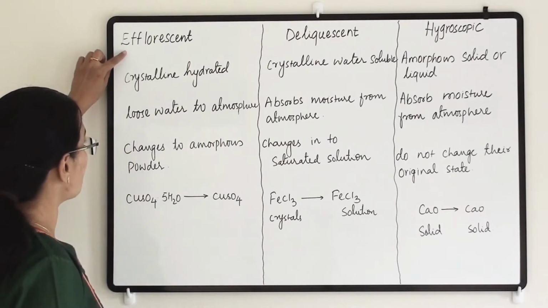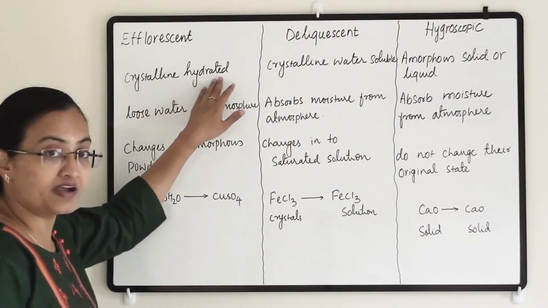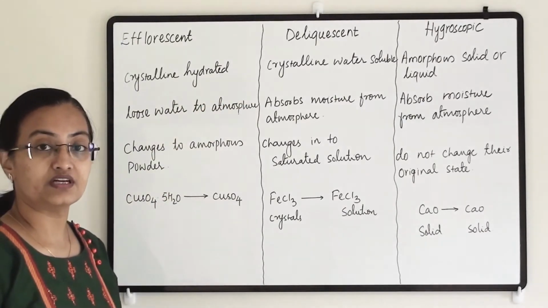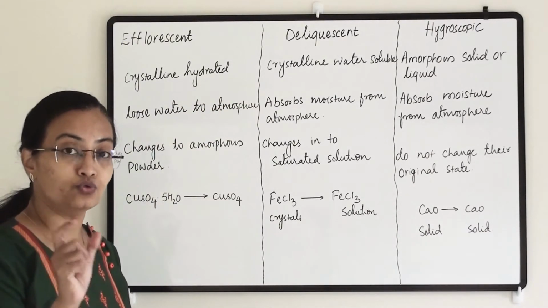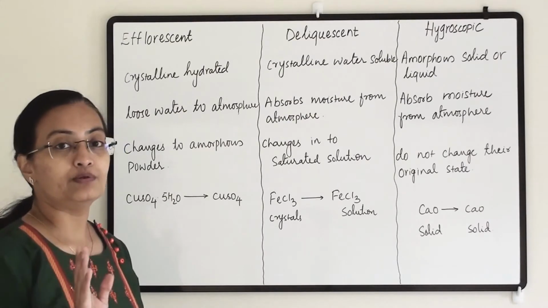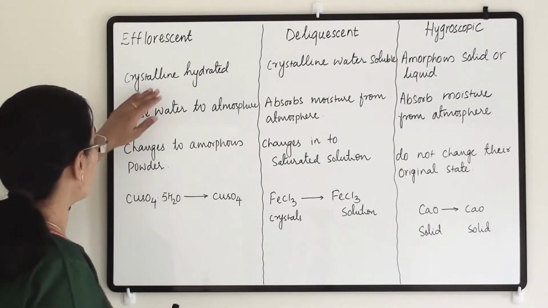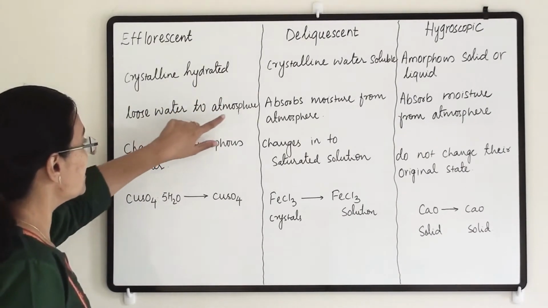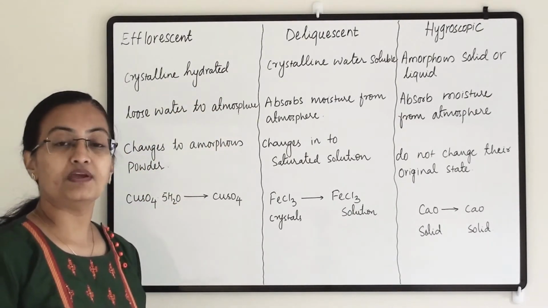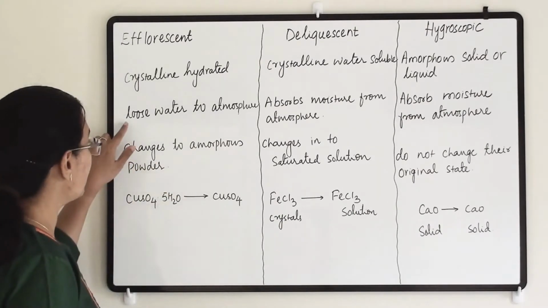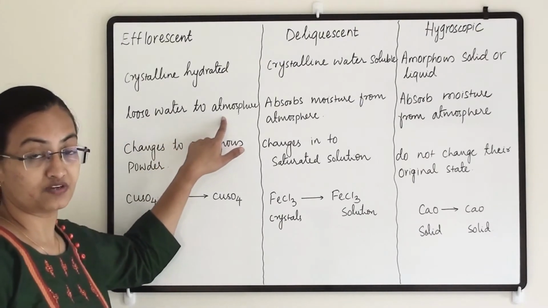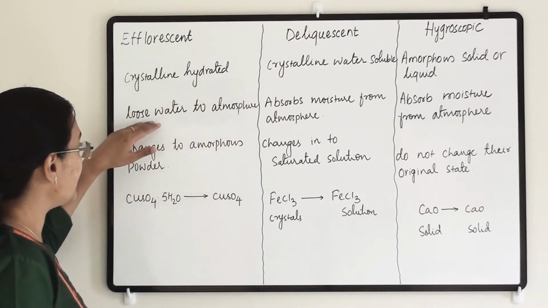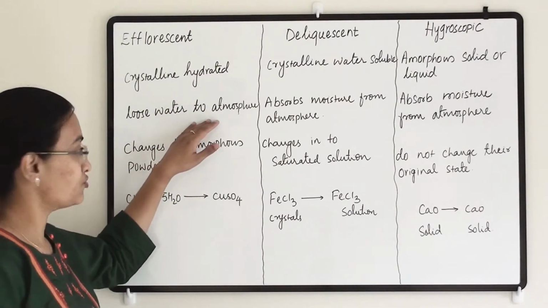So efflorescent substances are crystalline and hydrated substances or crystals. What are hydrated crystals? The loosely bound water molecules will be together with them. So they are termed as crystalline hydrated substances, which lose water to the atmosphere. When we keep them open in the atmosphere, they tend to lose water to the atmosphere. So this is their characteristic property.